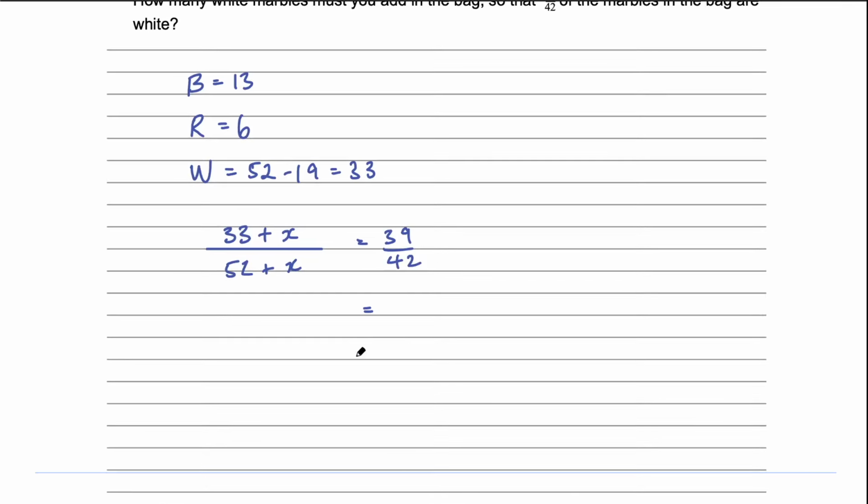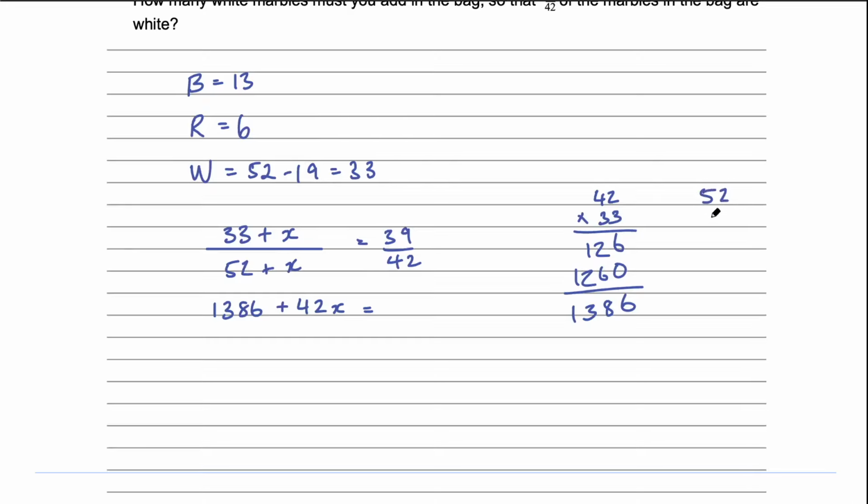So the first thing you could do is to cross multiply. So what you're going to have here is 42 times 33 plus x. So I'm going to do some operations over here. 42 times 33, 2 times 3 is 6, 4 times 3 is 12, do the tens. This would be 1260, add those together and we get 1386. So if we multiplied 42 by this, we get 1386 plus 42x.